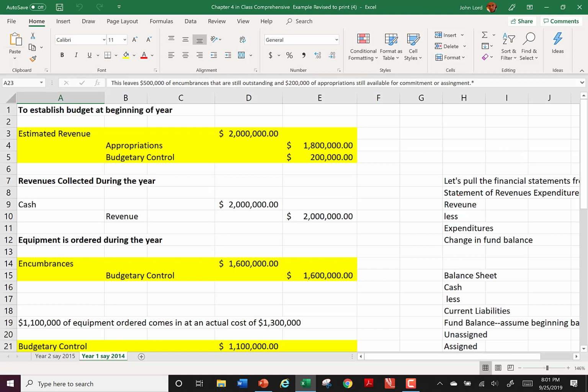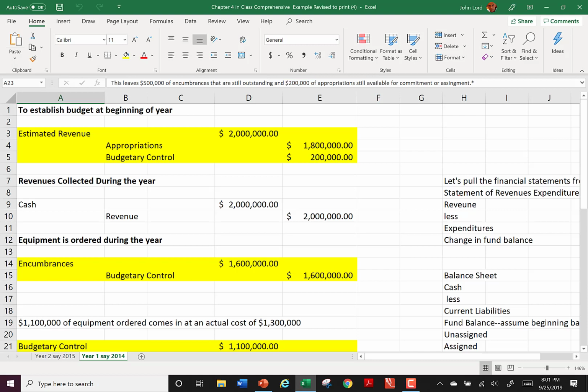So beginning of the year, I get my budget authority. I estimate that I have revenues of $2 million. I get budget authority of $1.8 million. Do I have a surplus or a deficit? I have a surplus, so I'm going to credit budgetary control, right? Let's set that one up first. For how much? 200,000? Okay.